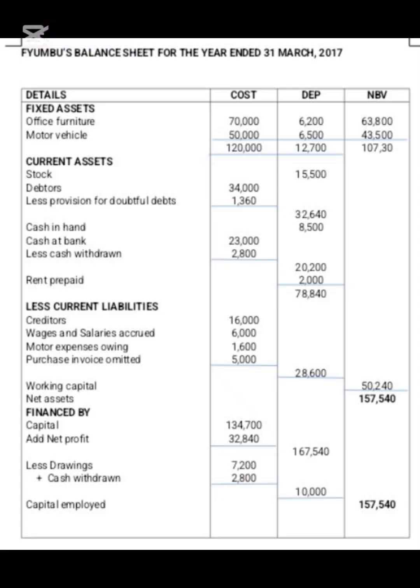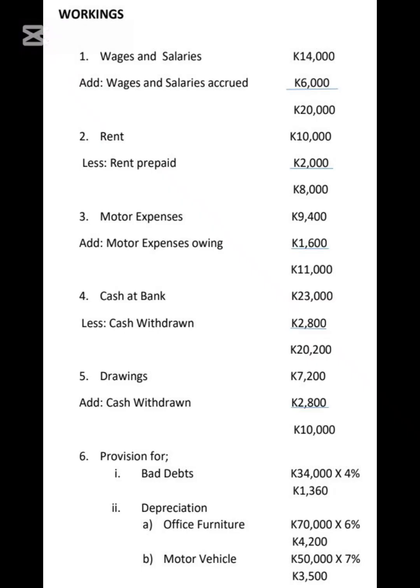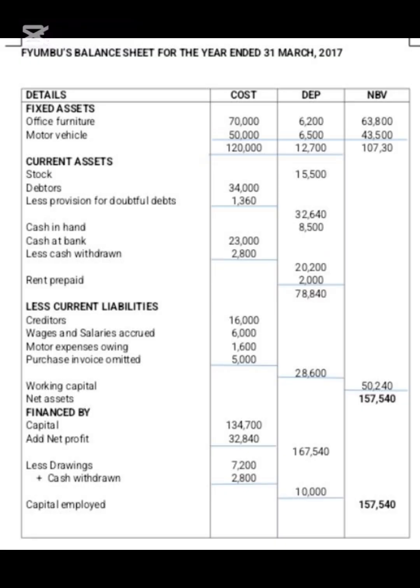Then to the drawings again. In the list of balances, we have it as 7,200. Like I said, in those workings which we had, the drawings amount was increased to 10,000 kwacha due to that cash which was withdrawn, 2,800. So 7,200 kwacha, you add 2,800 which was withdrawn, giving you 10,000 kwacha. So that 10,000 kwacha, you subtract it from the 167,540, which would give you 157,540 as our capital employed.